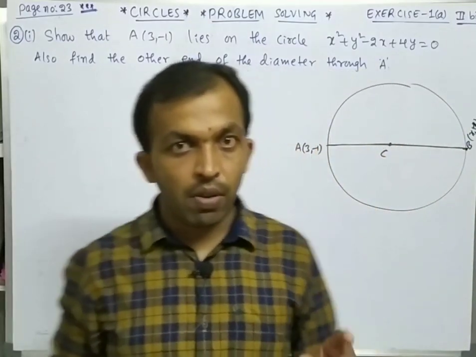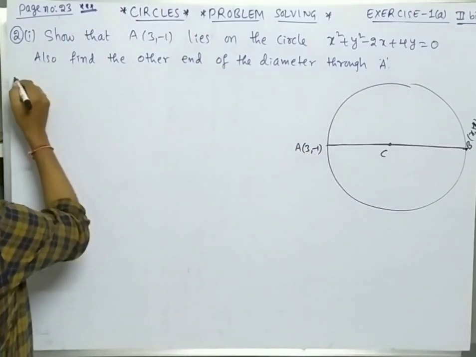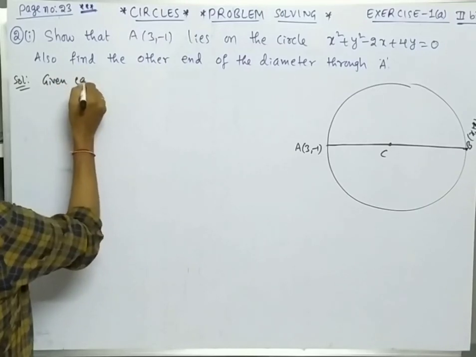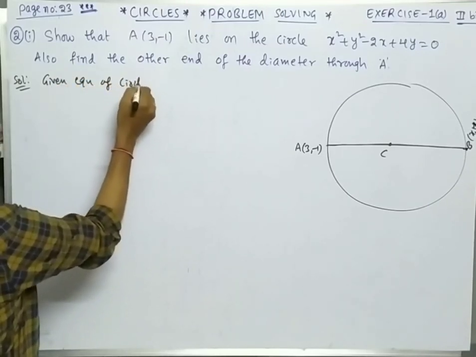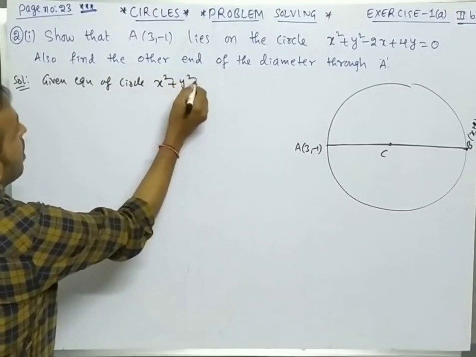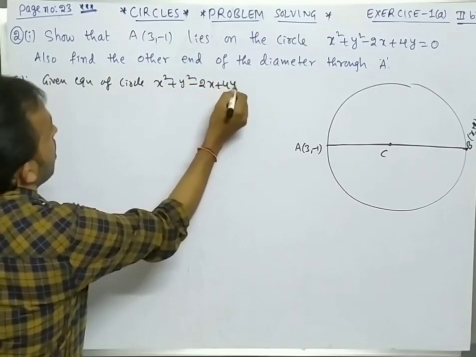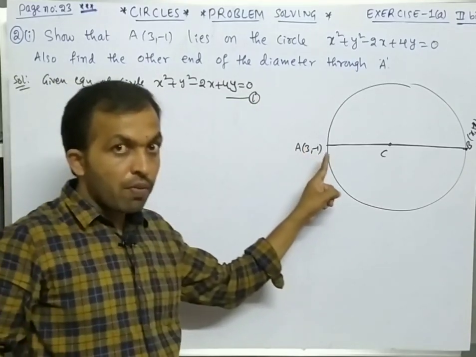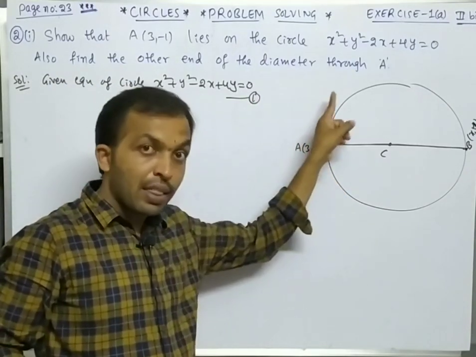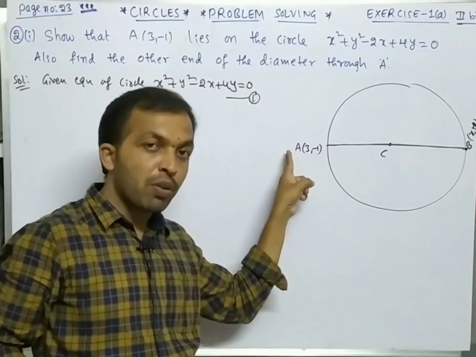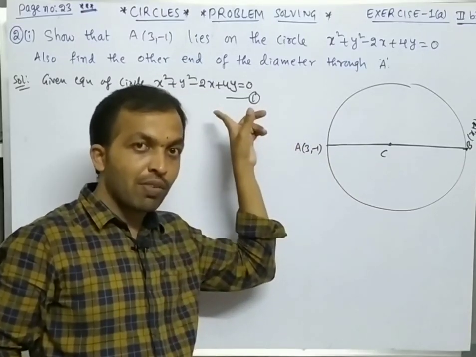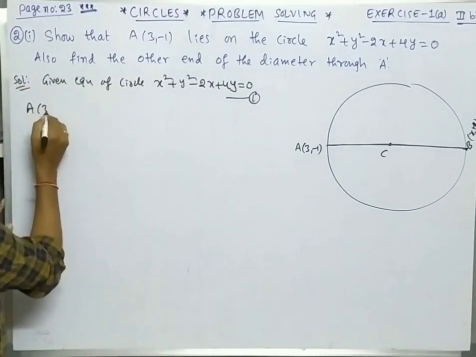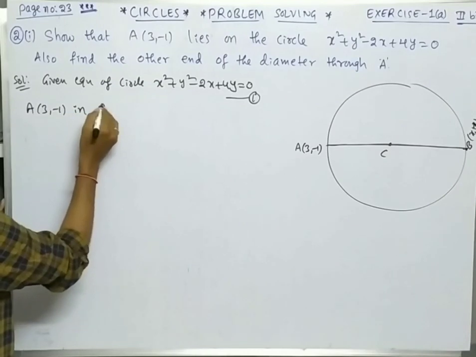First of all, what is given? The given equation of the circle is x square plus y square minus 2x plus 4y is equal to 0. This is equation number 1. First of all, we should show this point lies on the circle. That means we should substitute this point in the equation of the circle. It should satisfy. So A(3, -1) in equation 1.